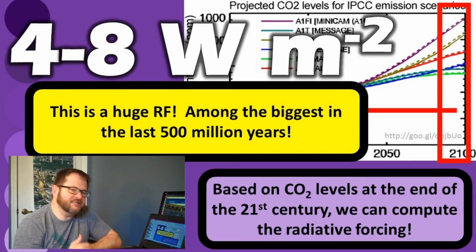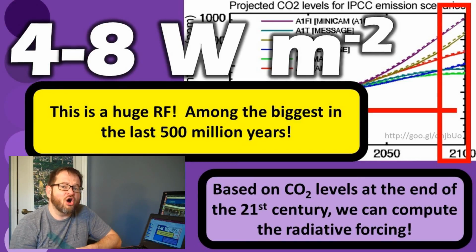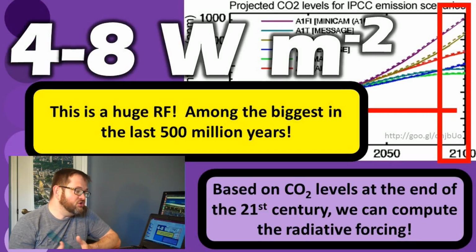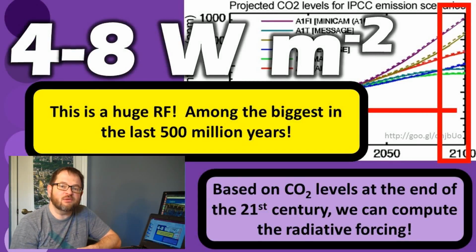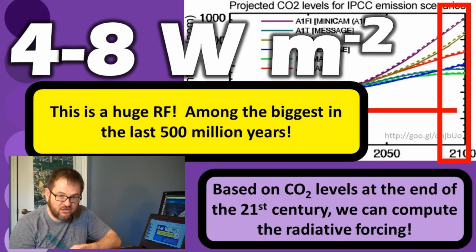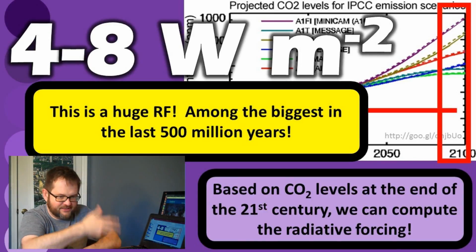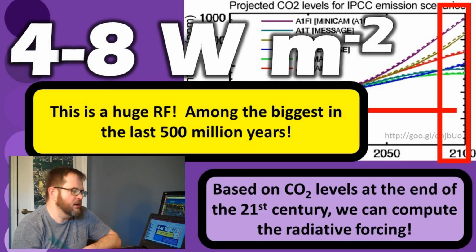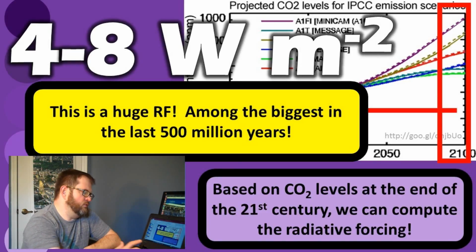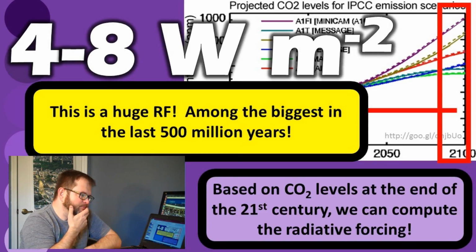In fact, these radiative forcings at the end of the 21st century are absolutely terrible. These are huge radiative forcings. They're among the biggest that we've seen in the last 500 million years. We've only seen bigger radiative forcings at extreme events like comet impacts and things like that. Oh, this is very, very bad news.